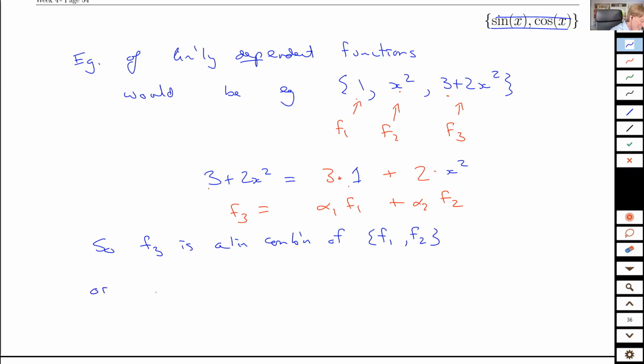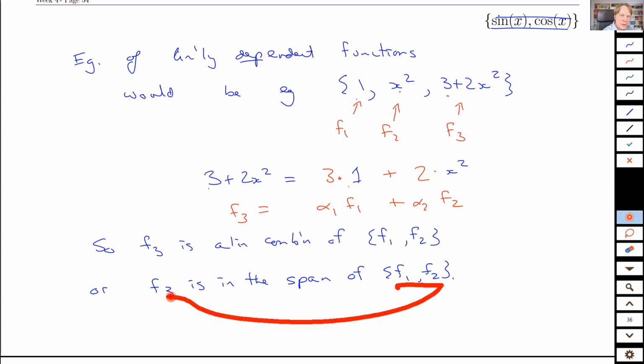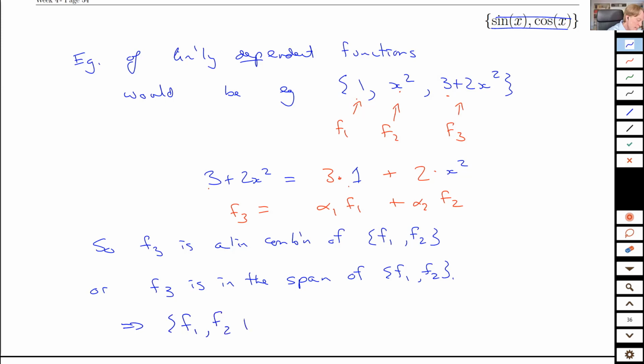Another way of saying that is F3 is in the span of F1, F2. And so there's something redundant about F3. If I have F1, F2, I can build F3. So if I gather all of them together, F1, F2, F3, all together, that will be a linearly dependent set.